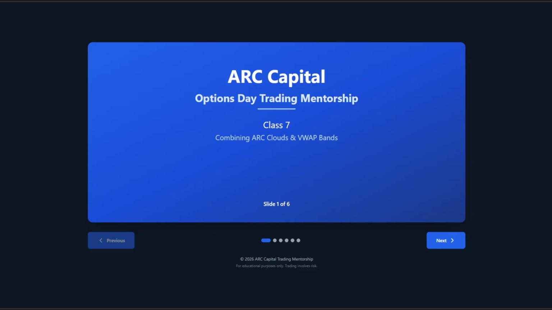Today we're going to be going over combining the ARK clouds and the Vwap bands. These are the two indicators that we use paired alongside our support and resistance levels, psychological levels, previous day high, previous day low, all topics we've covered beforehand. So we're going to go over how you can use all of these confluences together, these indicators, to be able to form a bias, find an entry, and be able to hold a trade. Let me get right into it.